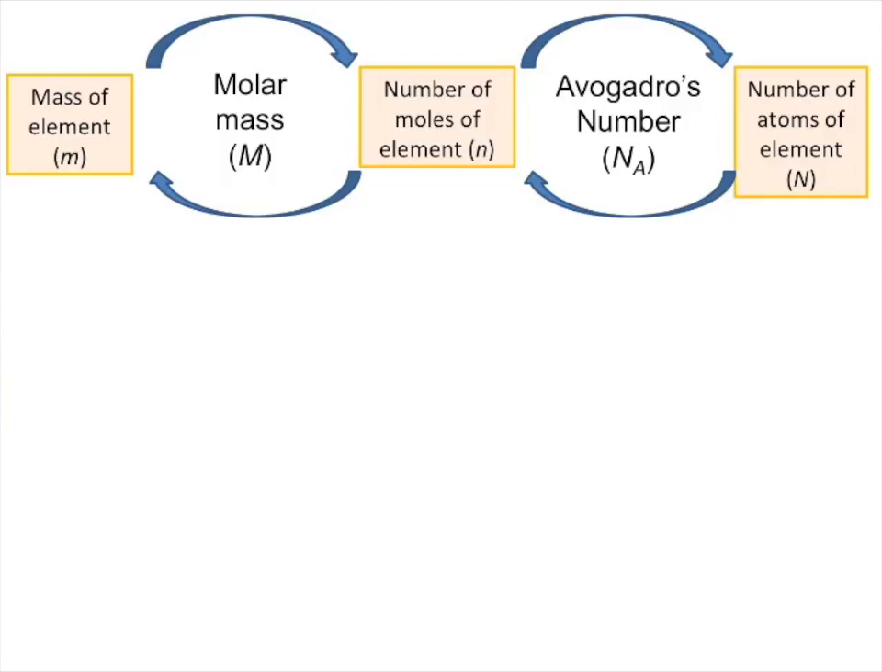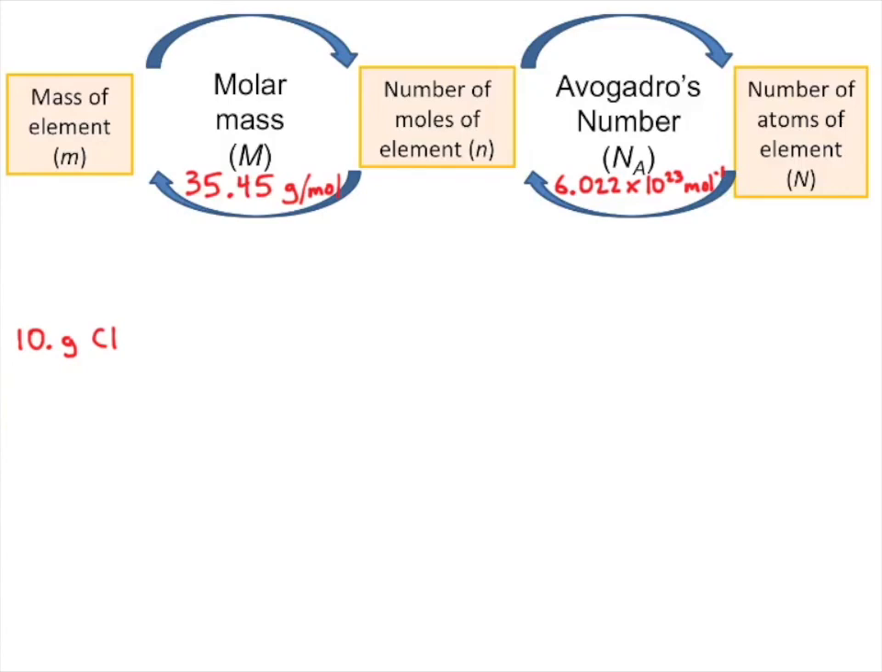So let's use an example. We're going to use chlorine. Say we're starting with 10 grams of chlorine. In this case the molar mass is 35.45 grams per mole, and Avogadro's number is always 6.022 times 10 to the 23rd inverse moles. So the units here, inverse moles, really mean stuff per mole. So atoms per mole, molecules per mole, things like that.